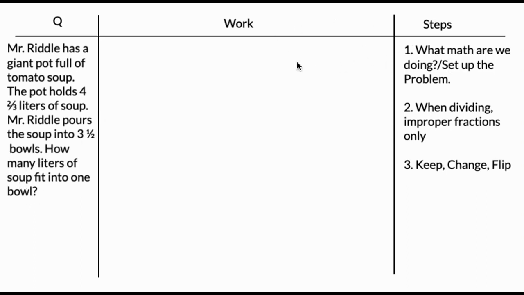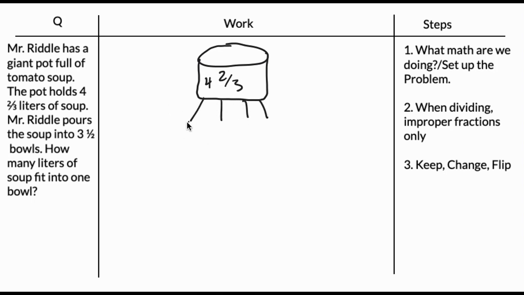So the first step in this, we've got to figure out what kind of math we are doing, or we've got to set up the problem so that we can actually solve it. Anytime we're looking at something where we have a pot of soup, and the pot of soup has 4 2/3 liters, and we are dividing it into 3.5 different bowls.